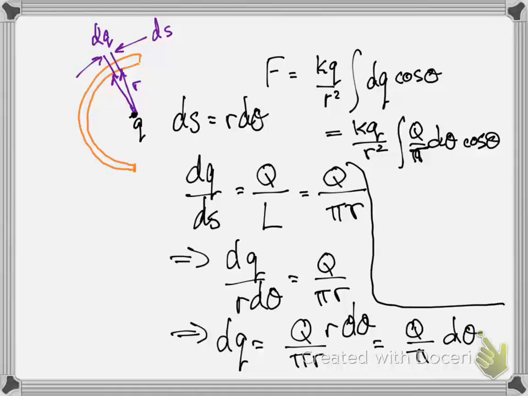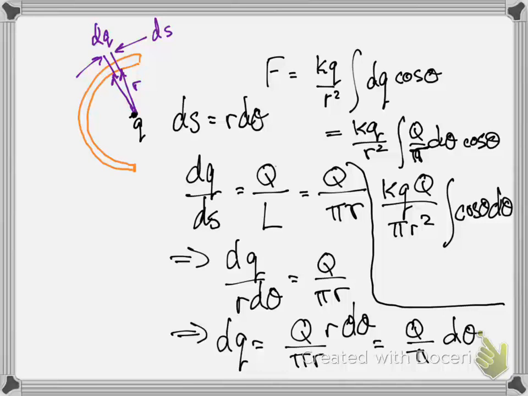I'm going to pull out all the constants. So we've got kq over pi r squared times the integral of cosine theta d theta. And the question is what are the limits of integration? In other words, what does theta go from and to? We're now integrating along theta. So what is theta?